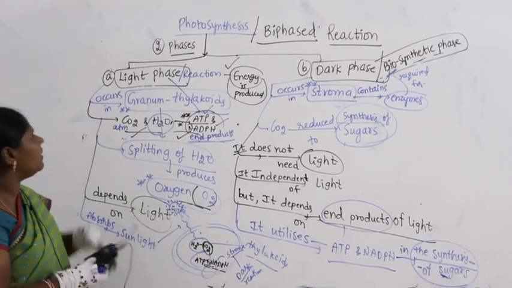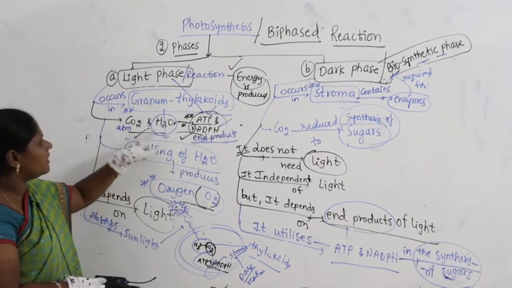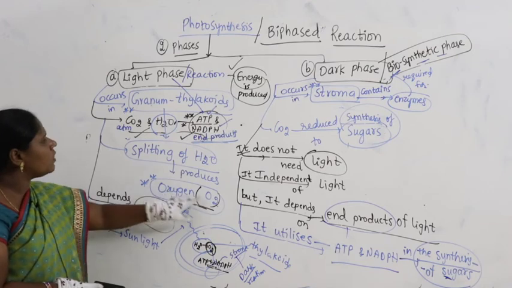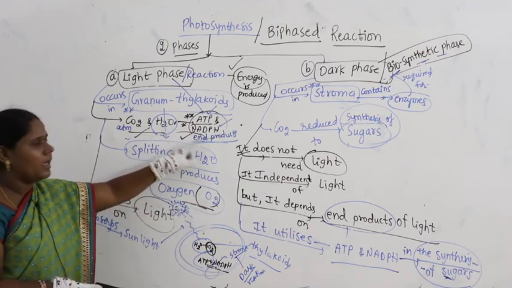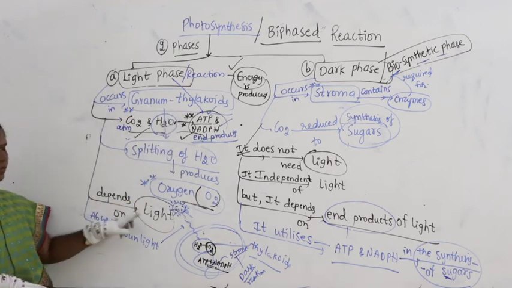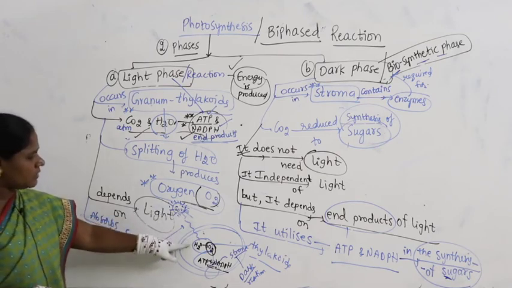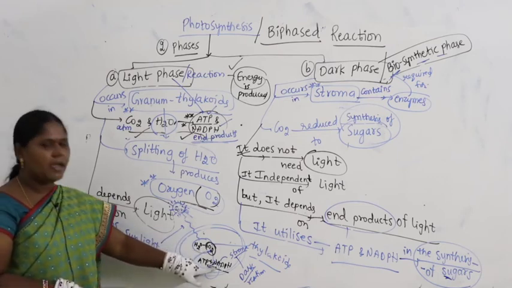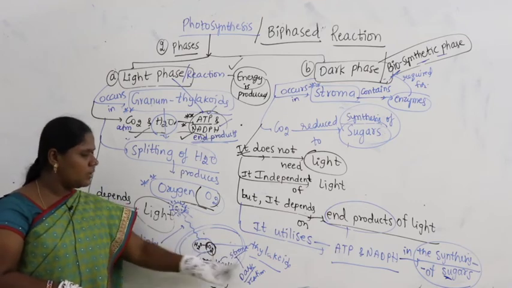Let us look at clearly. Light phase or light reaction where energy is produced, carbon dioxide and water are utilized, splitting of water takes place and that produces oxygen. End products produced by the end of light reaction are ATP and NADPH. Now, this light reaction depends upon the light, okay, and absorbs the sunlight. Water splitting occurs. What is produced is oxygen along with ATP and NADPH. This ATP, NADPH is utilized by stroma in the dark reaction.